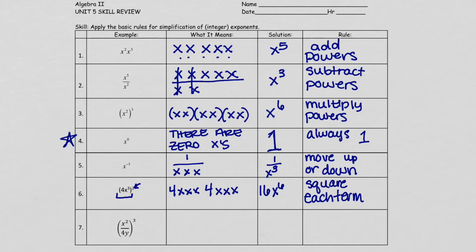And then the final rule is very similar to that one. It's kind of the same thing, but we've got this expression x squared divided by 4y, and it's all to the third power. So that means that this whole expression I have 3 copies of. So I'm going to put my x, and that's over 4y, but I need 3 copies of that.